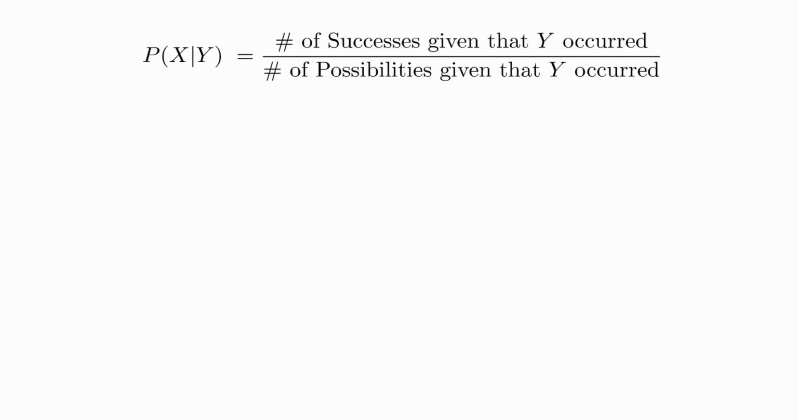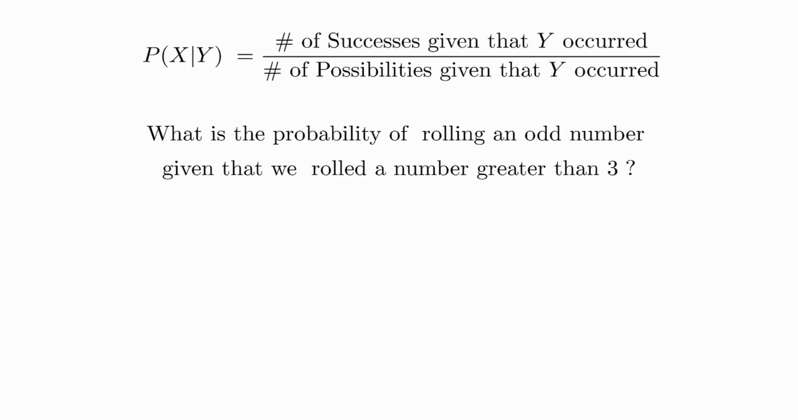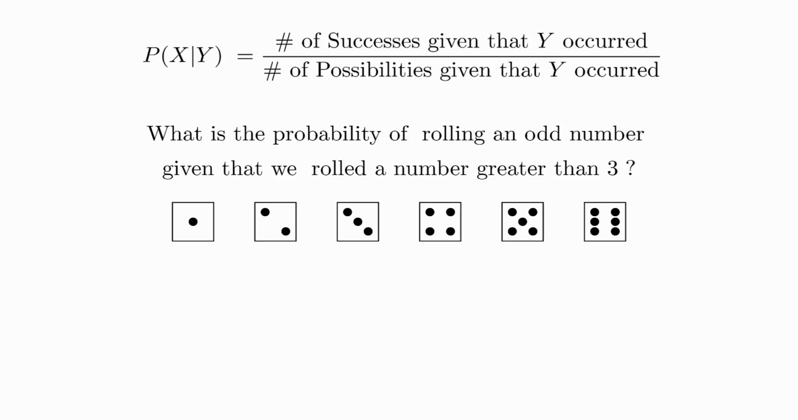Let's think about rolling a 6-sided die. What is the probability that the result is odd given that we rolled a number greater than 3? Our original sample space consists of the numbers 1 through 6, but there's an extra condition involved. We only care about the rolls where we had a number greater than 3. This means we have to get rid of the dice rolls that do not meet this condition. And now we can evaluate the probability and determine that the answer is 1/3.